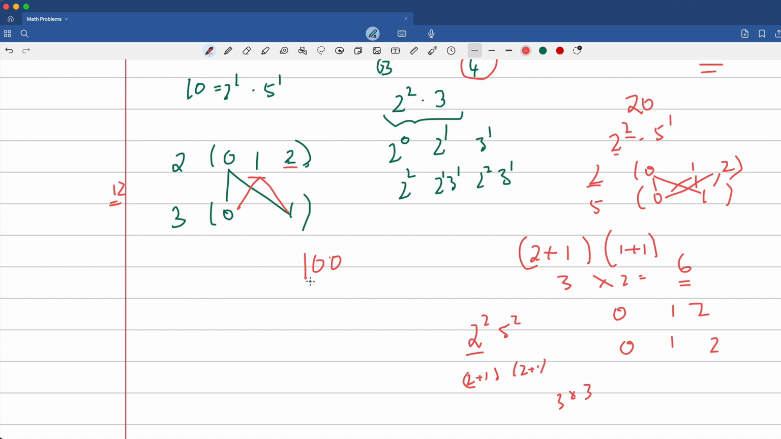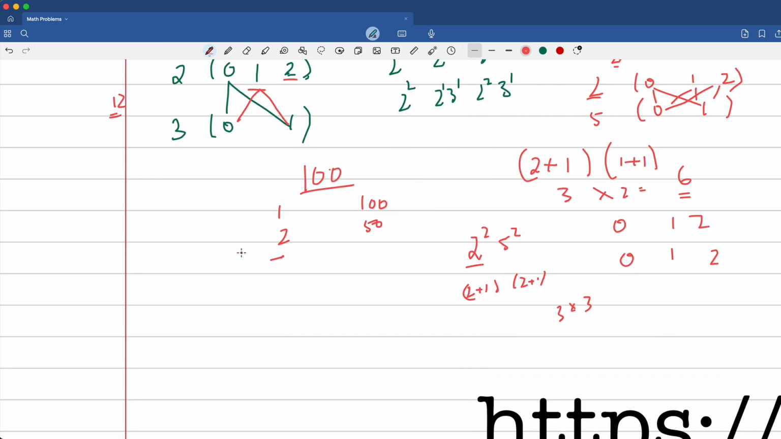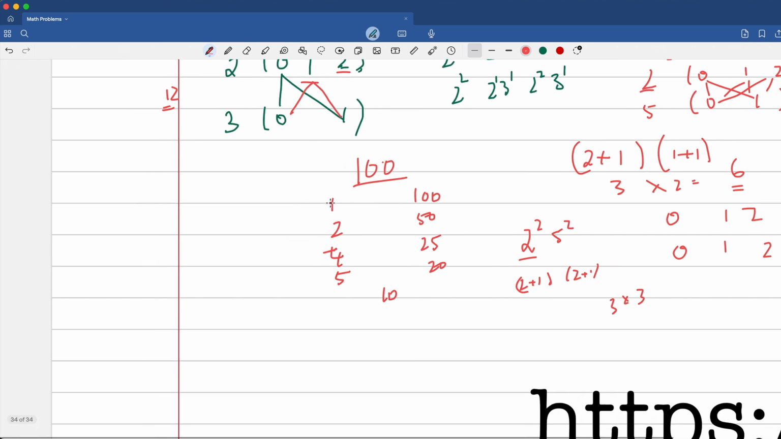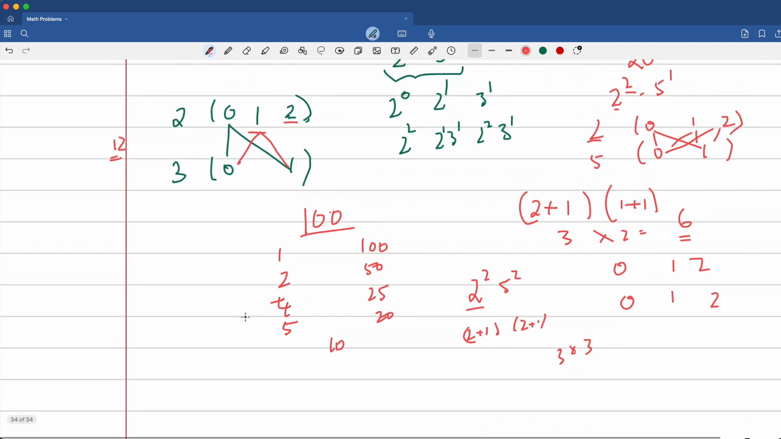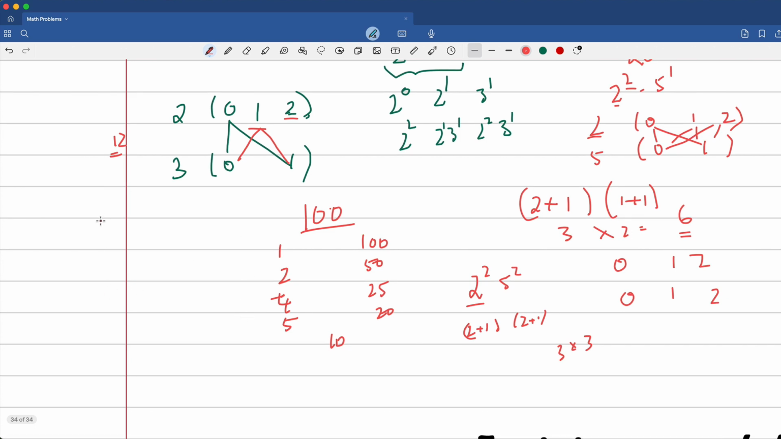Now let's test if 100 actually has 9. The very first one is very easy. So it's 1 times 100. It's 2 times 50. 4 times 25. What else can I say? 5 times 20, and then the next one, 10 times 10 itself. And therefore, I have 9.